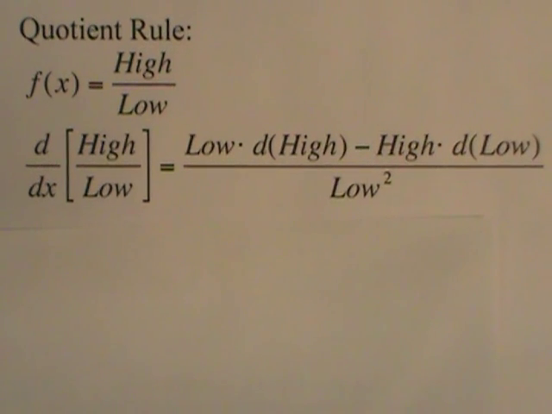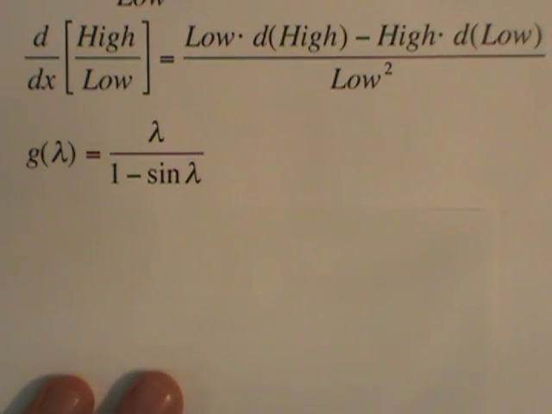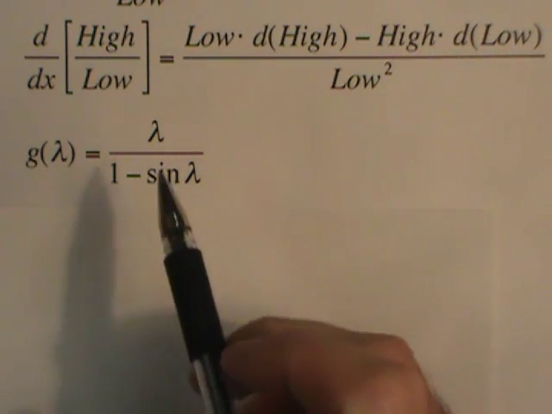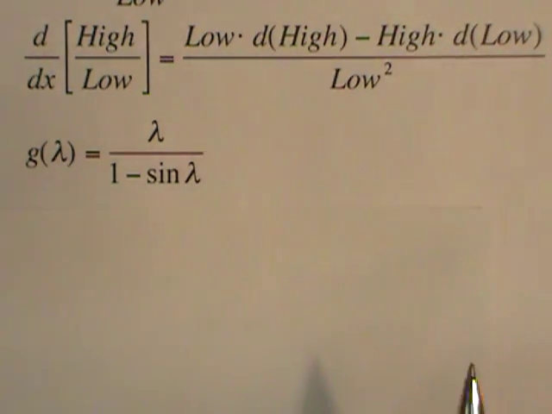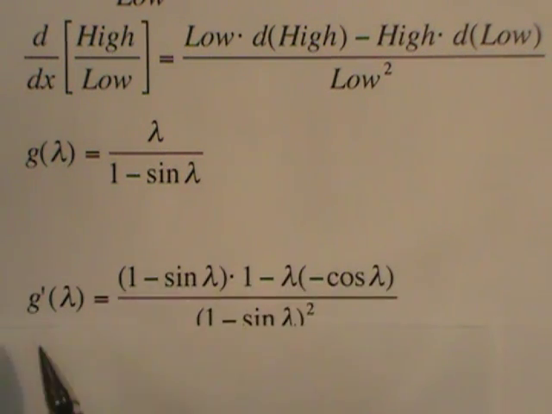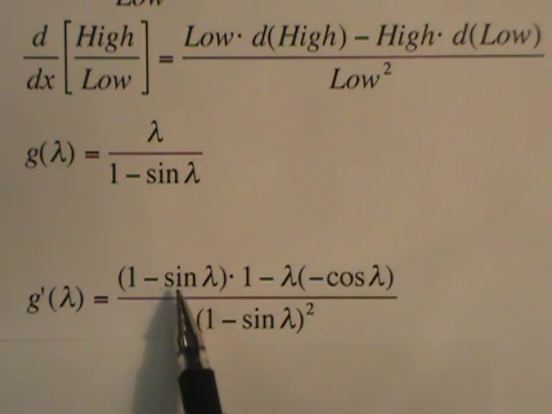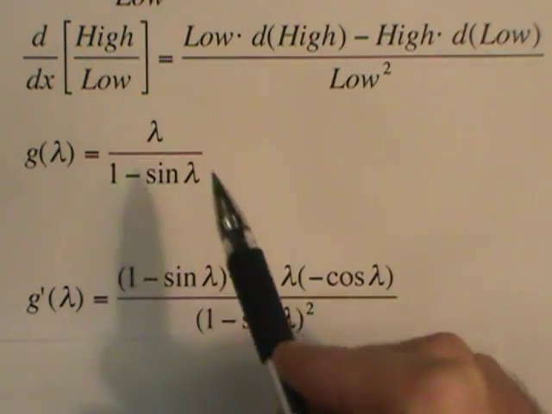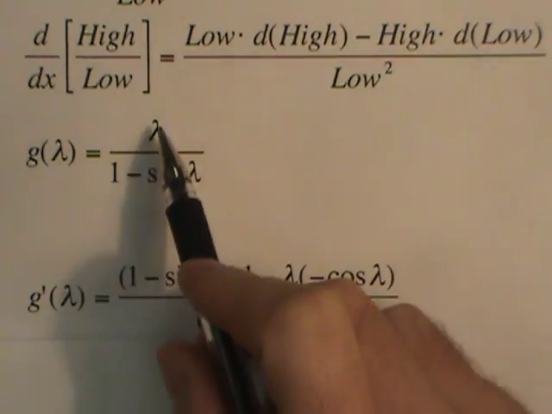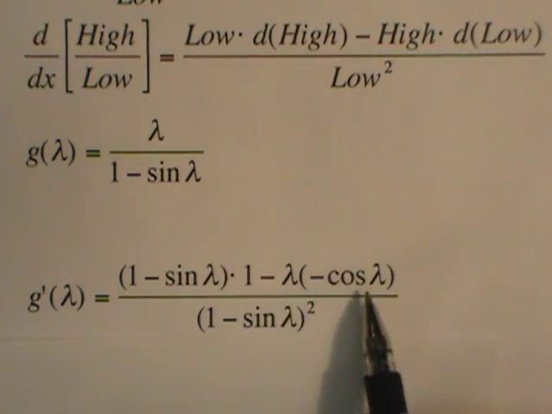For our first example, we'll take a look at g of lambda, where that is equal to lambda over 1 minus sine of lambda. In this case, we clearly have a numerator and a denominator, so we're going to apply this formula, this idea, and so we'll say that g prime is equal to low, 1 minus sine lambda, times the derivative of high. Now this is just a variable, so the derivative of the variable is going to be 1, minus high, which is lambda, times the derivative of the bottom.